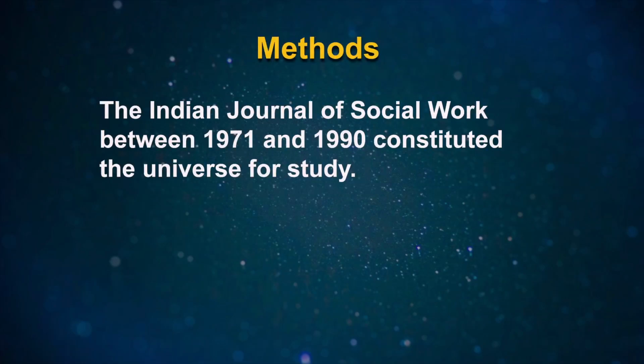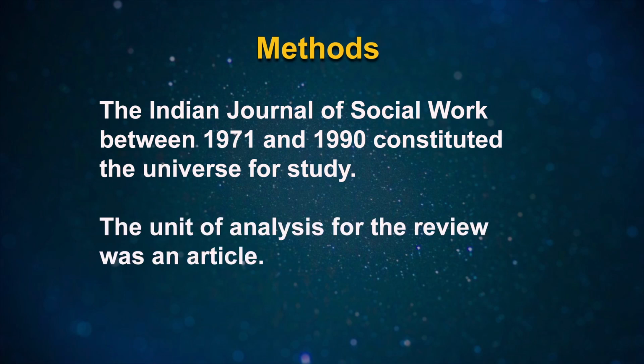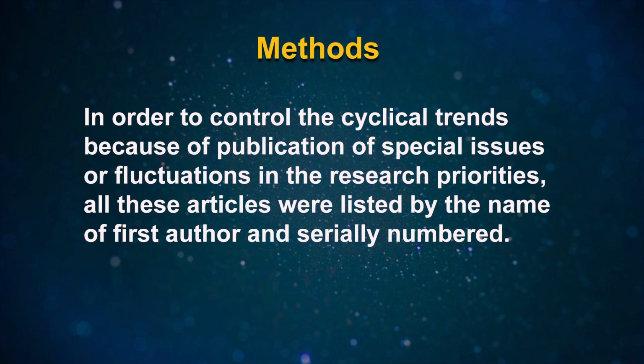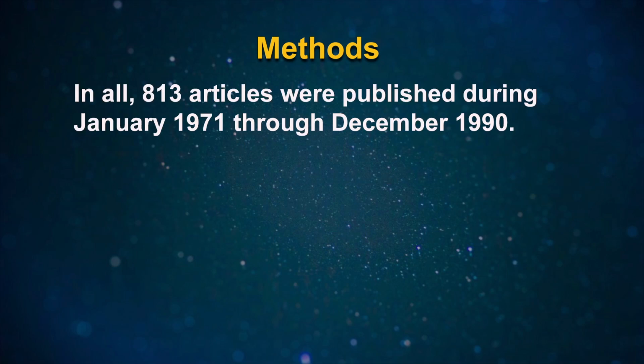Methods. All the research articles published in the Indian Journal of Social Work between 1971 and 1990 constituted the universe for study. The unit of analysis for the review was an article. In order to control the cyclical trends because of publication of special issues or fluctuations in the research priorities, all these articles were listed by the name of the first author and serially numbered. In all, 813 articles were published during January 1971 through December 1990.